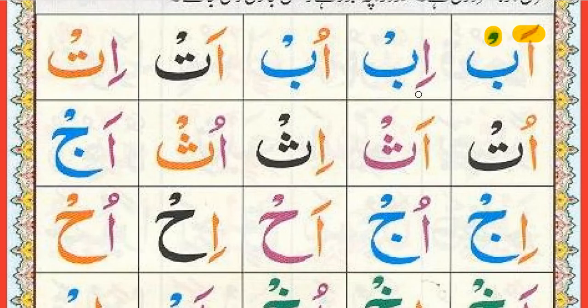Hamza ba zir ib. Hamza ba pesh ub. Ab ib ub. Hamza ta zabar at. Only bounce the blue letters, okay? Remember five letters: qaf, ta, ba, jim, dal. Hamza ta zir it.